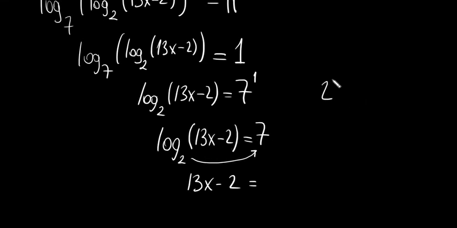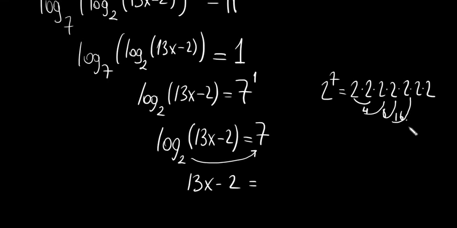So let's find 2 to the power of 7. We multiply 2 by itself 7 times: 1, 2, 3, 4, 5, 6, and 7. Alright, so 2 times 2 is 4, and 4 times 2 is 8. 8 times 2 is 16. 16 times 2 is 32. 32 times 2 is 64, and 64 times 2 is 128. So this is going to be 128.